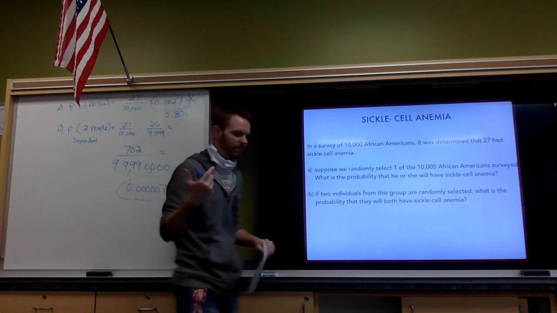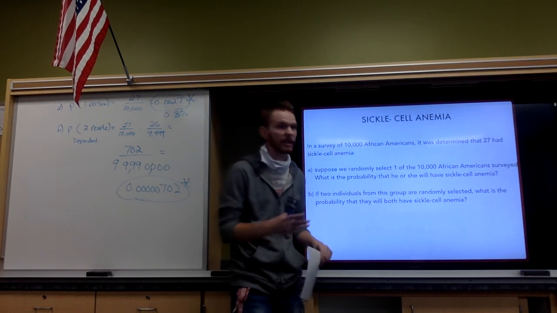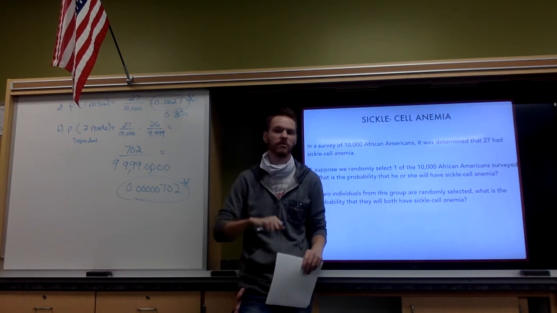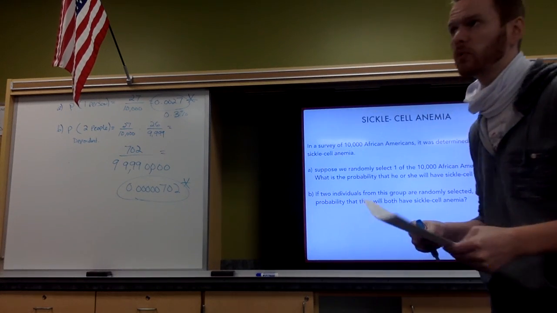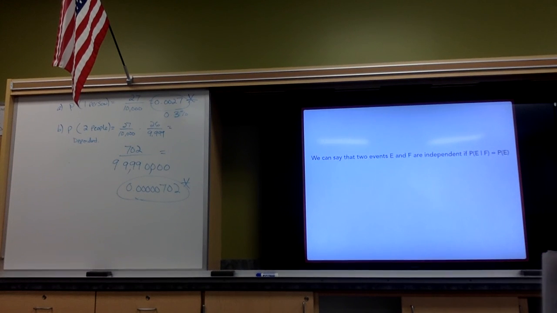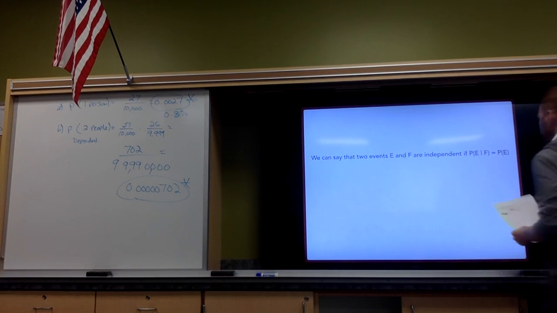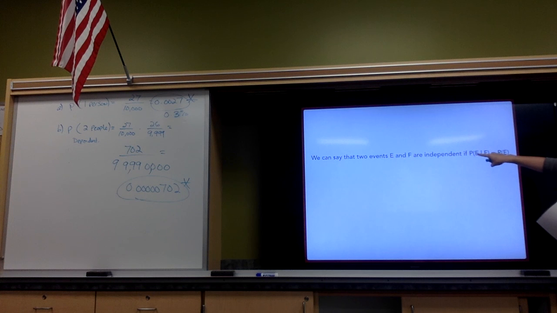If I selected 20 people out of the group, it's not likely that all 20 in a row is going to have sickle cell anemia. Okay? Alrighty, guys. I think I got one slide left. Okay, if 2 events, E and F, are independent, then the probability of E happening given F has occurred, that doesn't affect nothing. It's just the probability of E. Okay? So remember, if it's independent, I don't worry about this. I just calculate E normally.